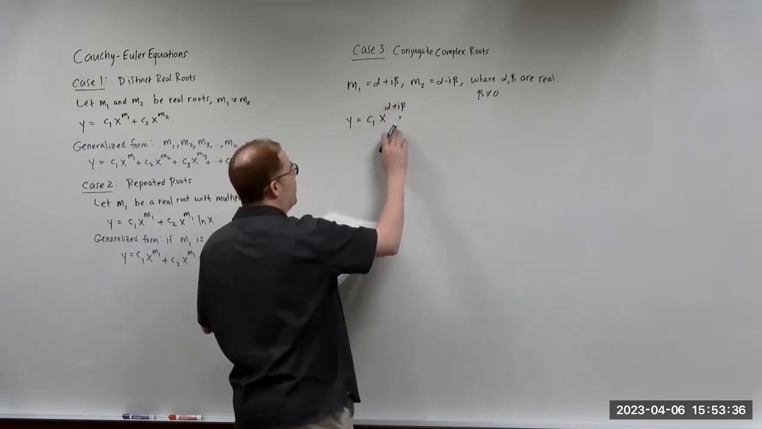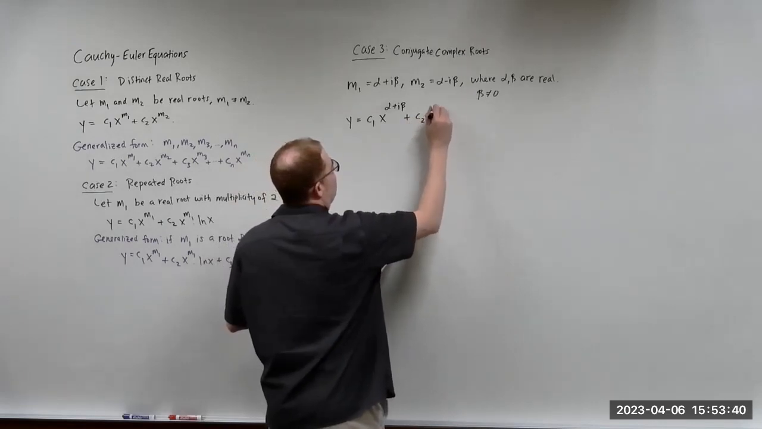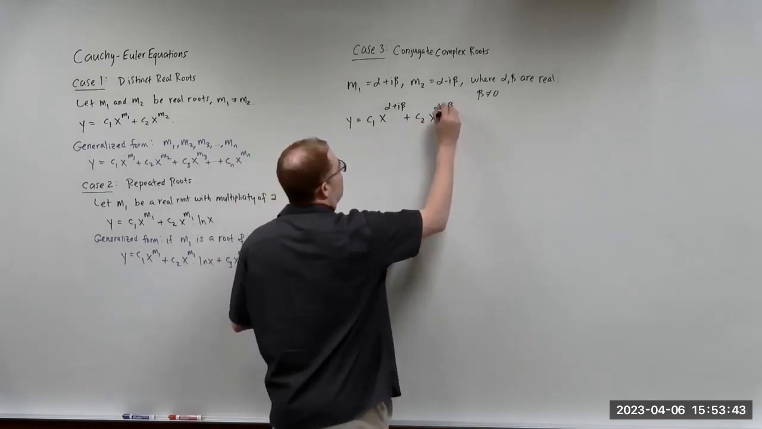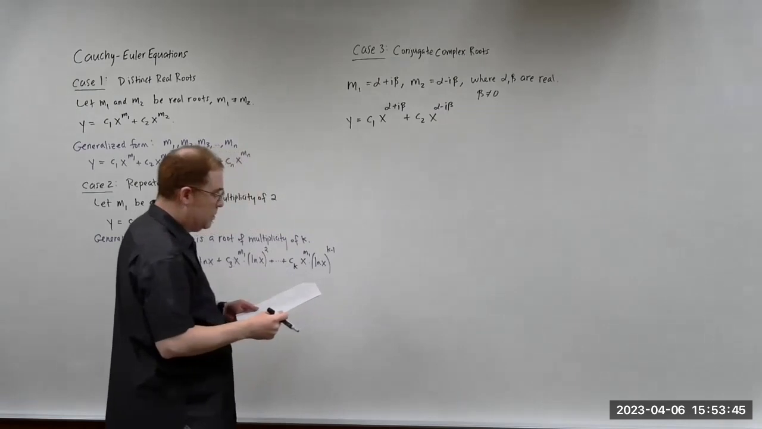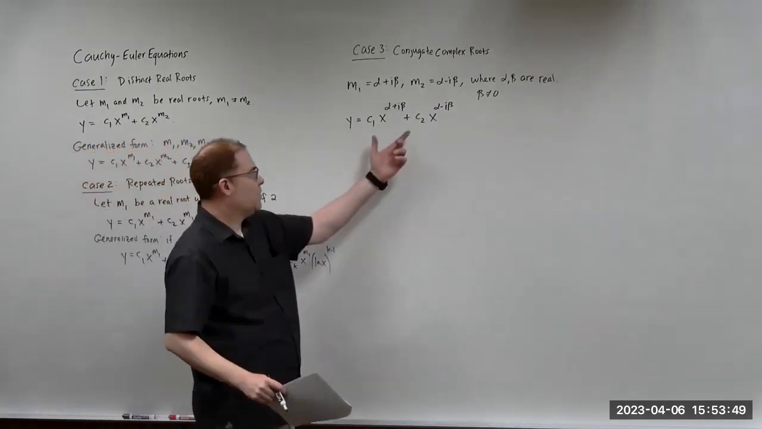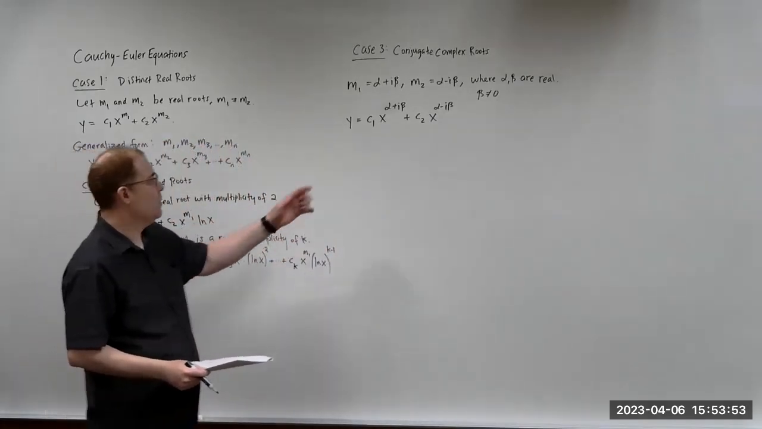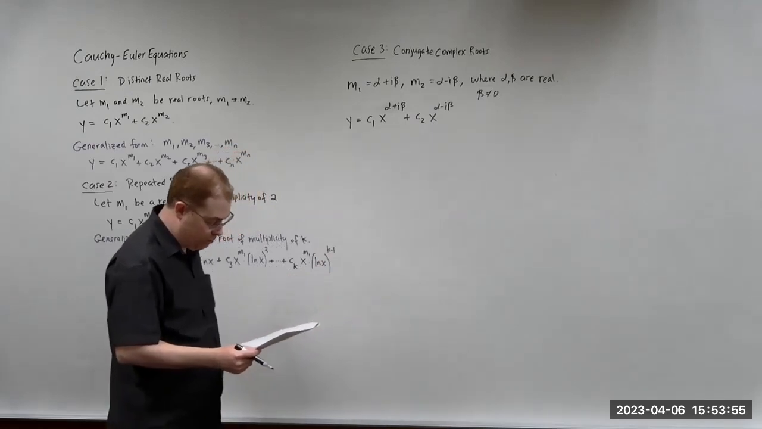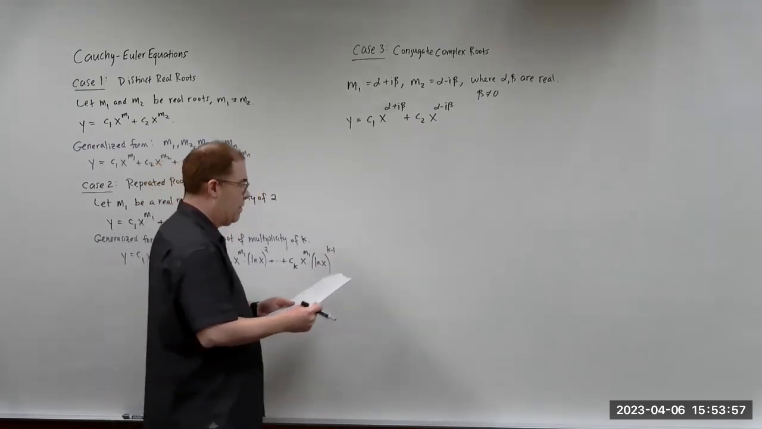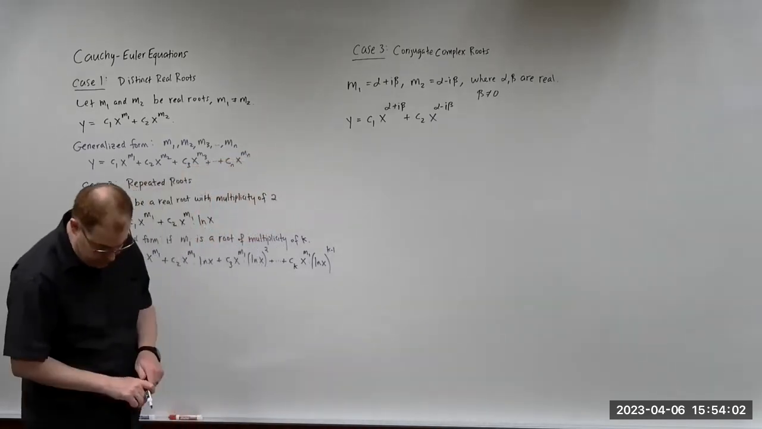Okay, so we have C1 times x to the alpha plus i beta plus C2 times x to the alpha minus i beta. So again, our desire is to make this into a real valued function. So we need to somehow get rid of the imaginary components here. All right, so we need to utilize the following identity.